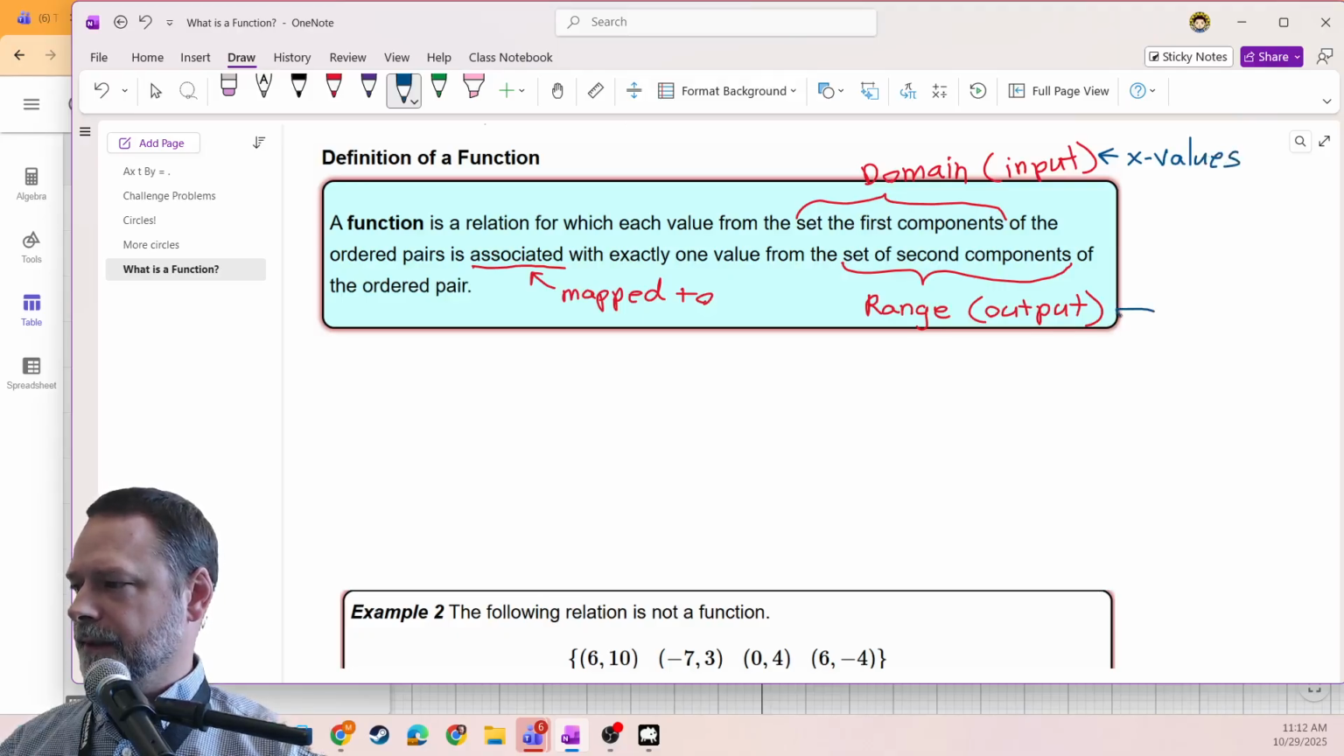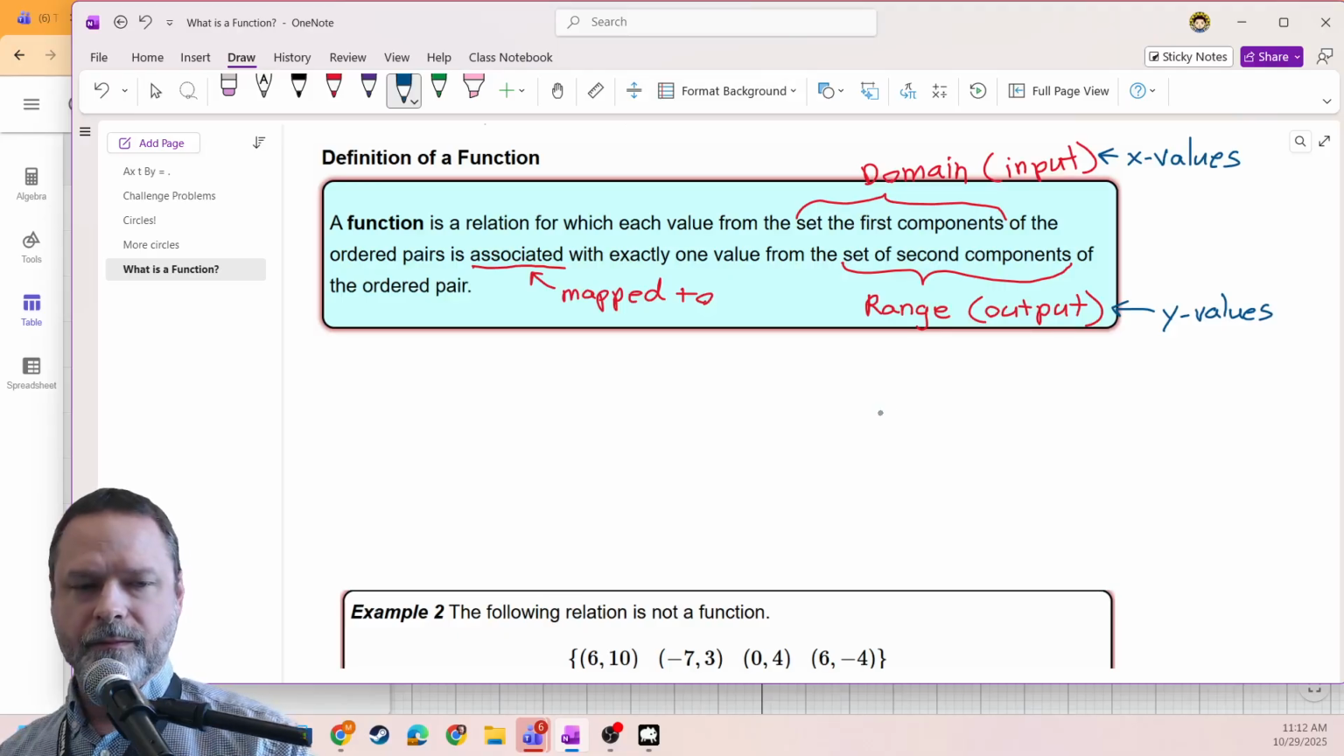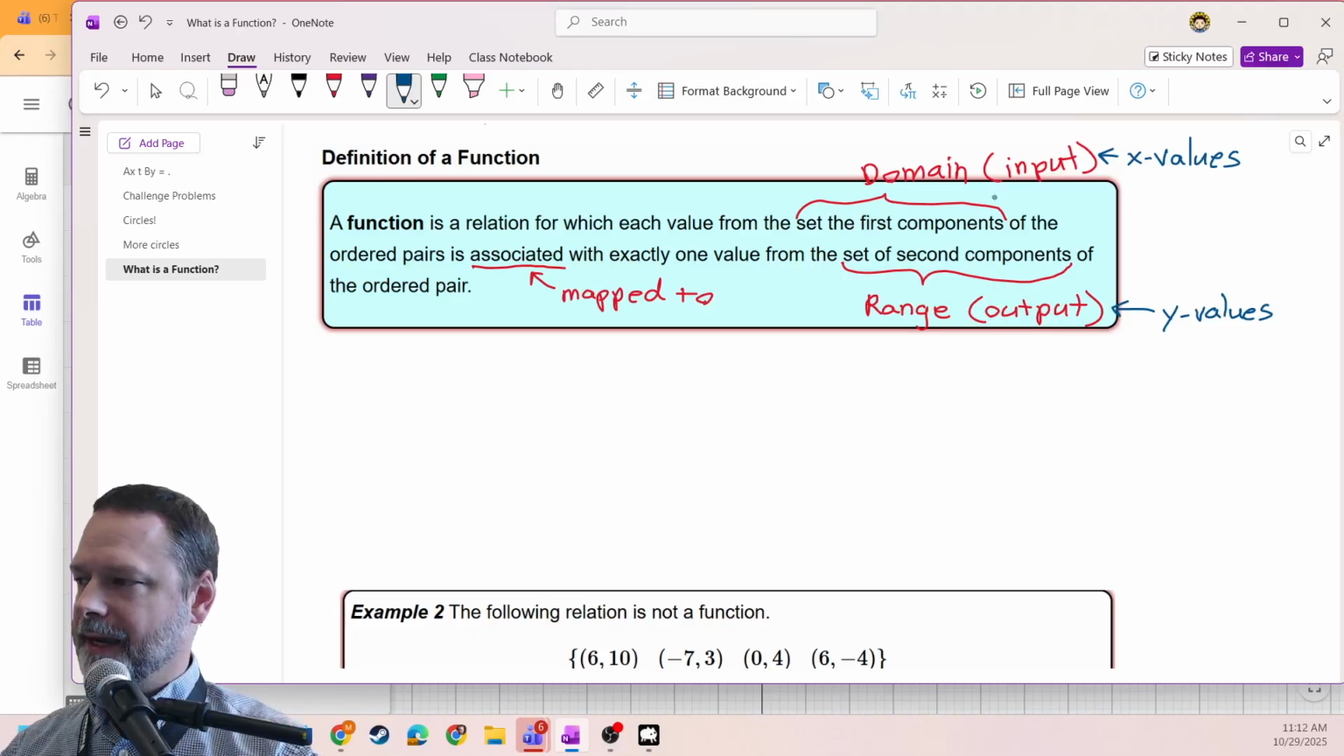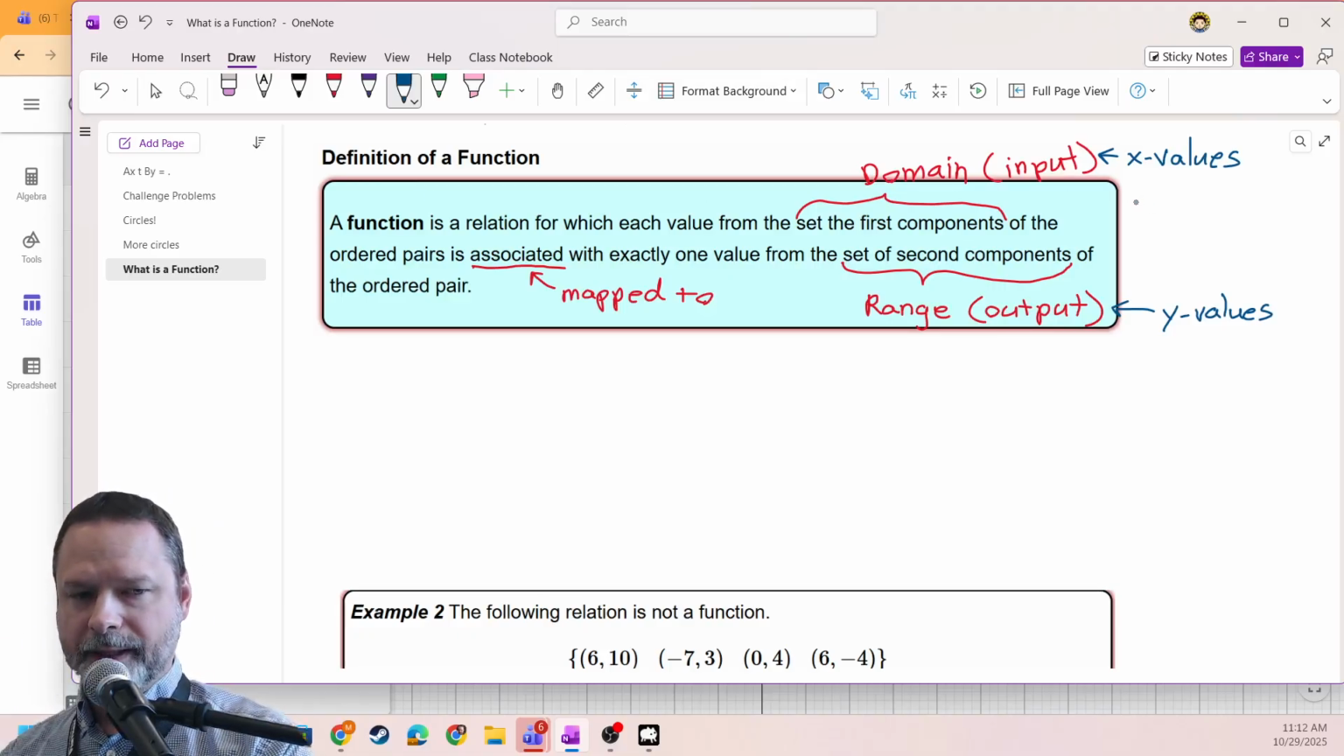What's our output? It's our y values. That's the way we're going to talk about it. And so for us, what it means is if we have a function, we have a set of points, does every x go to only one y, or can it get matched with more than one y? If it gets matched with more than one y, it's not a function, because the function's saying every x goes to exactly one y, one and only one y value.